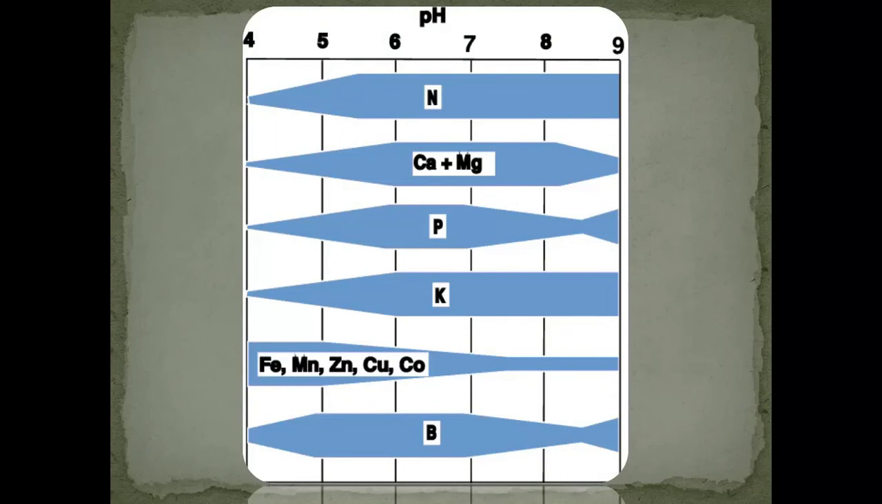Again, here's your nutrient availability chart as a function of soil pH, ranging from 4 to 9 in this case. For these important nutrients, as your pH goes down, nutrient availability becomes less. For these micronutrients, as your pH goes up, nutrient availability becomes less. So you need, again, to be operating somewhere in this range, preferably, in your soil.